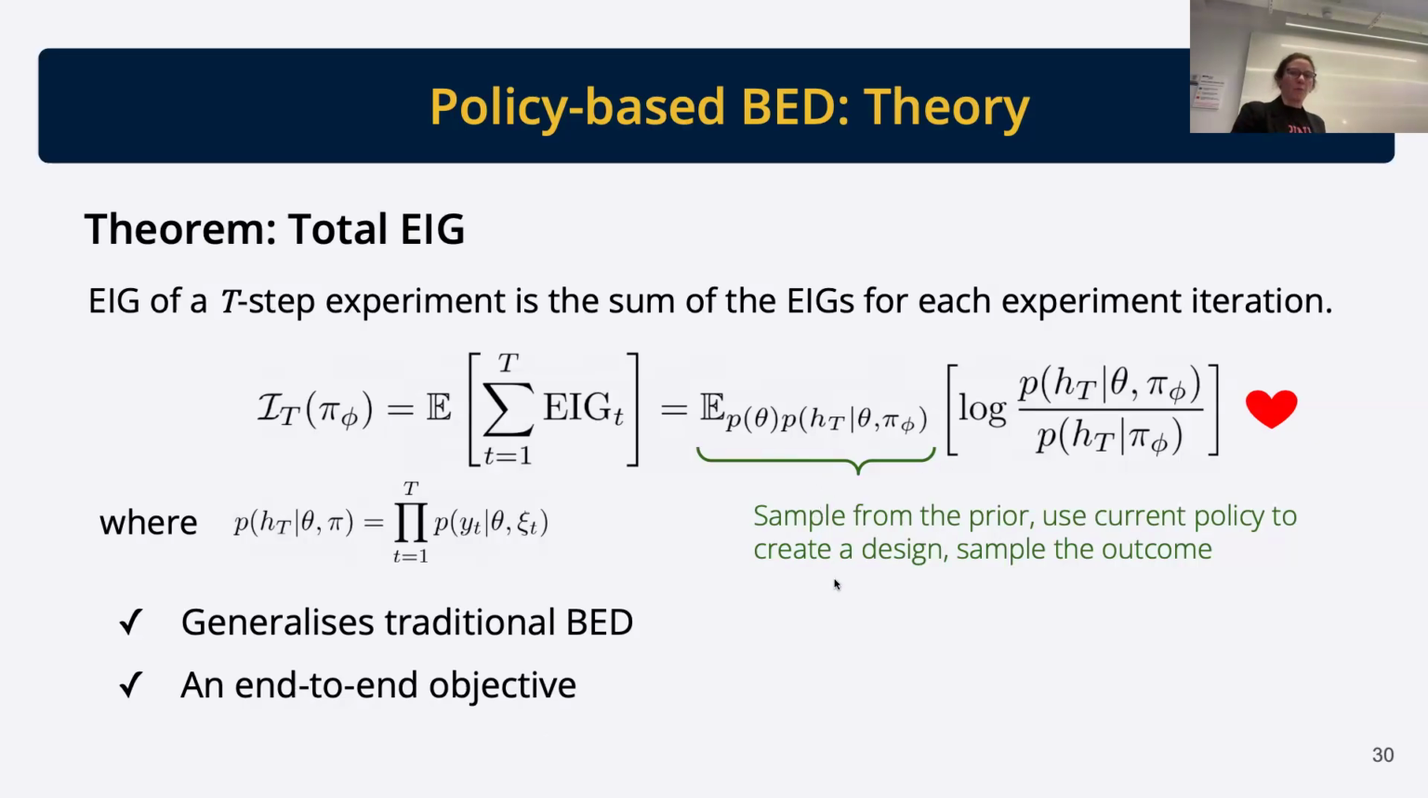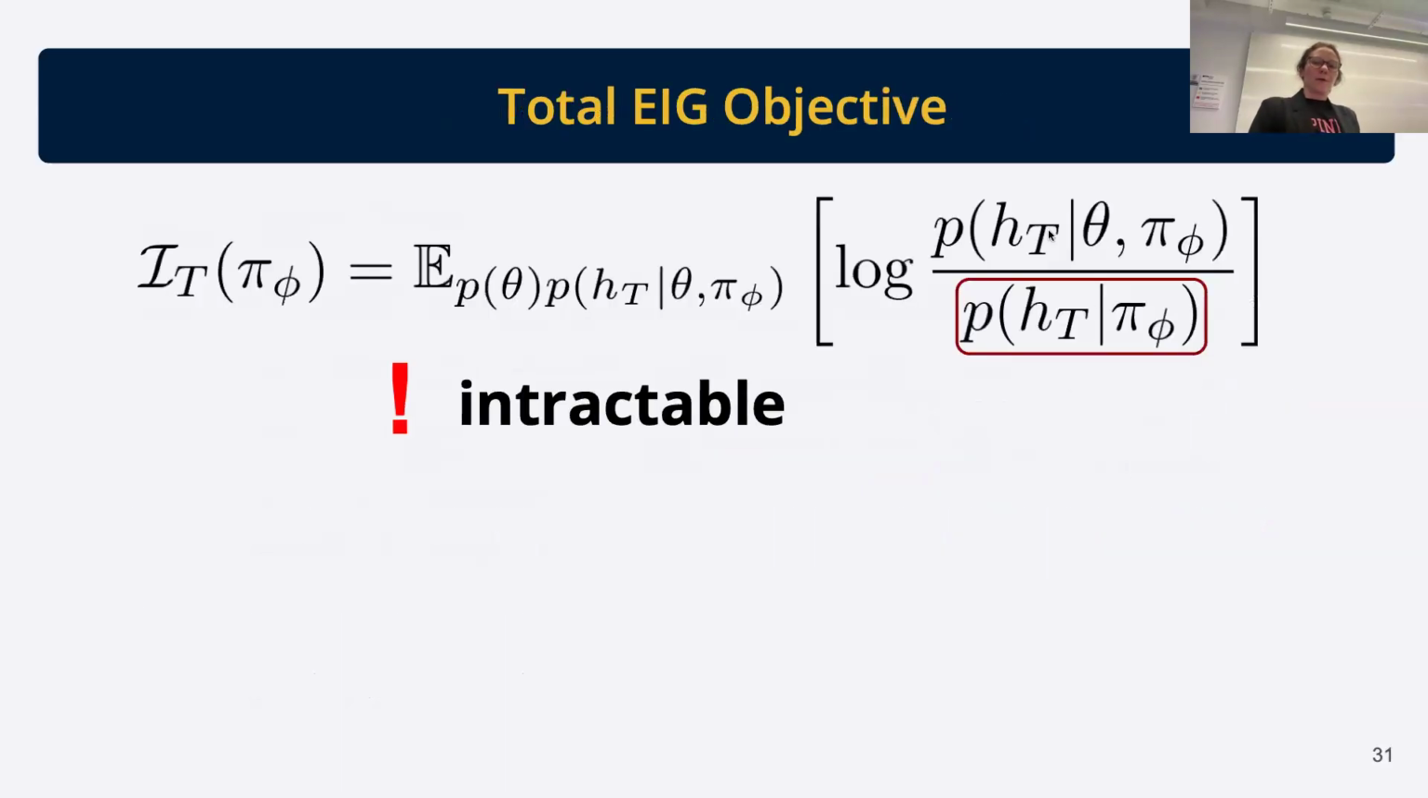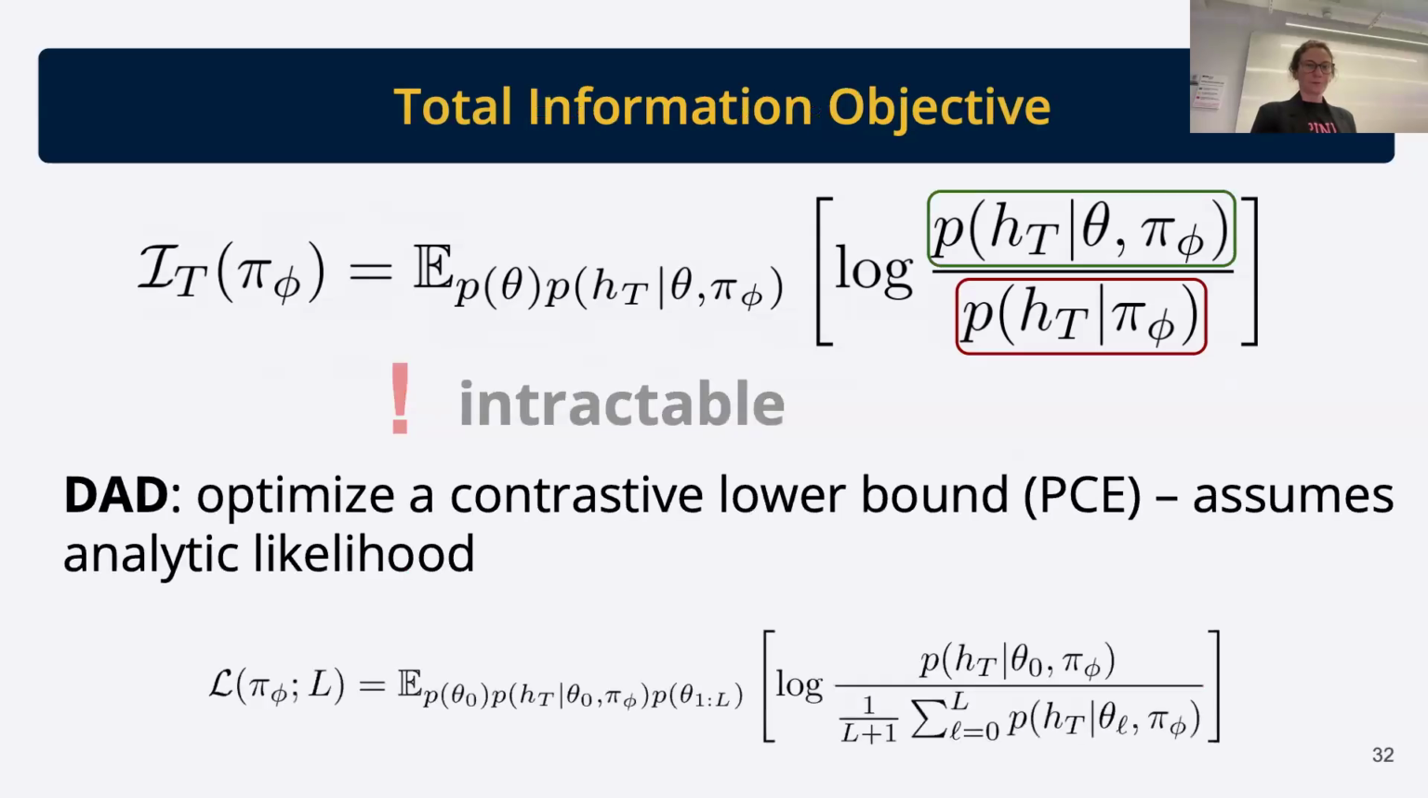So we have our model, right? We have our prior, and we can sample a history using the current policy that we have. And inside the expectation, we don't necessarily, again, have the marginal distribution, but we just discussed ways to approximate that, and we're simply going to use those methods to approximate this marginal in this adaptive design case. And this is basically what we call deep adaptive design. The DAD objective is precisely this total information gain.